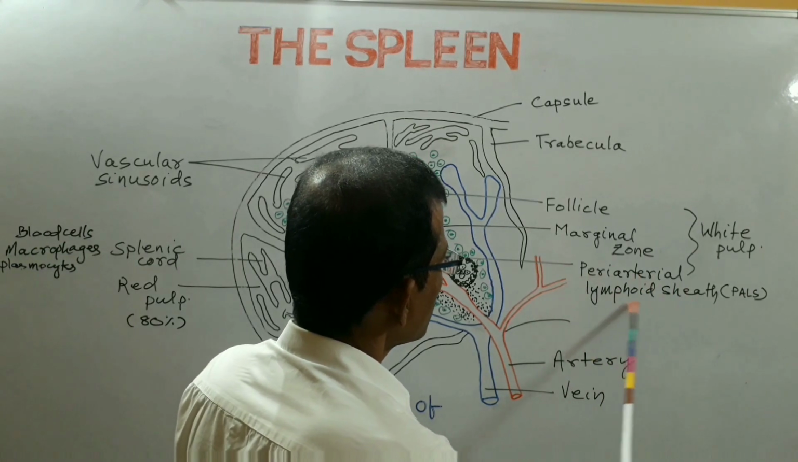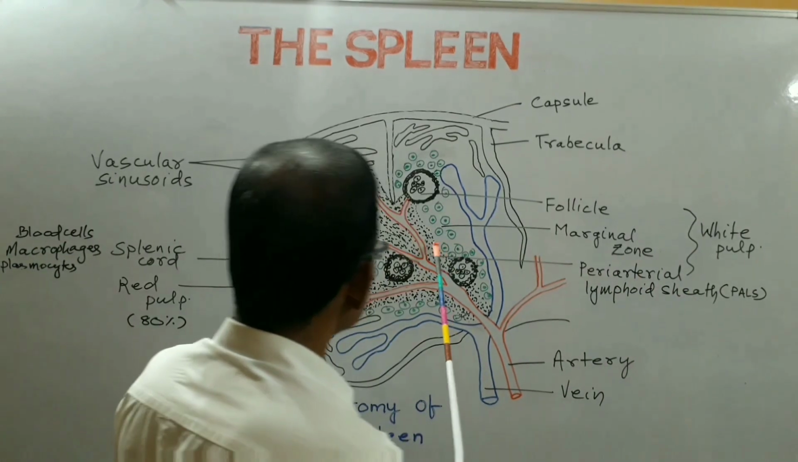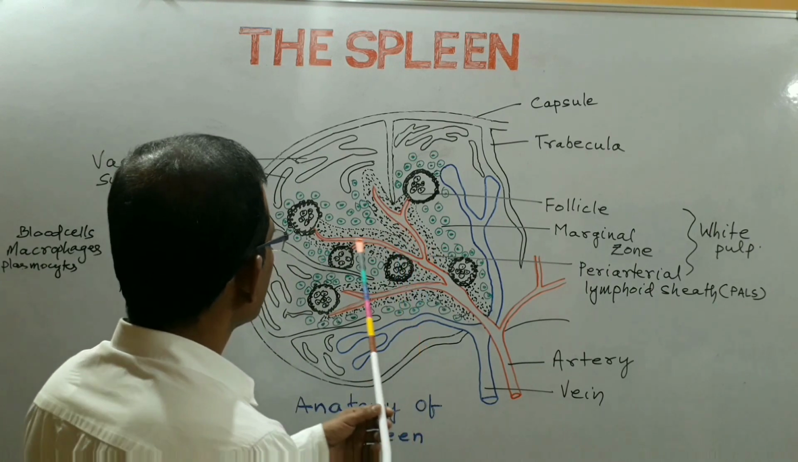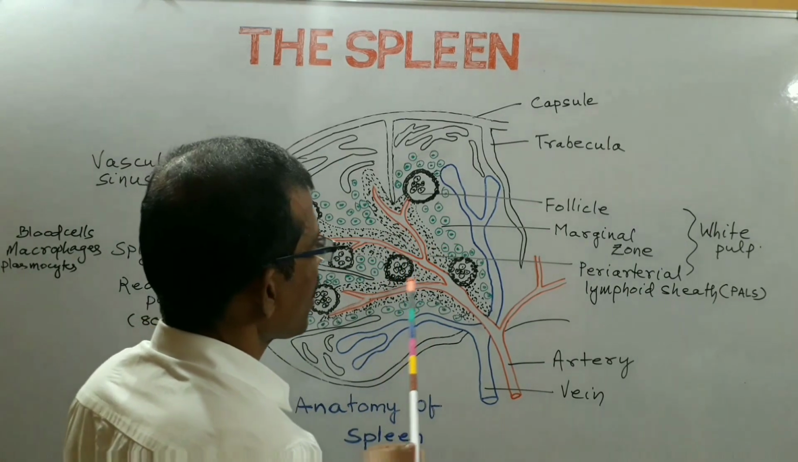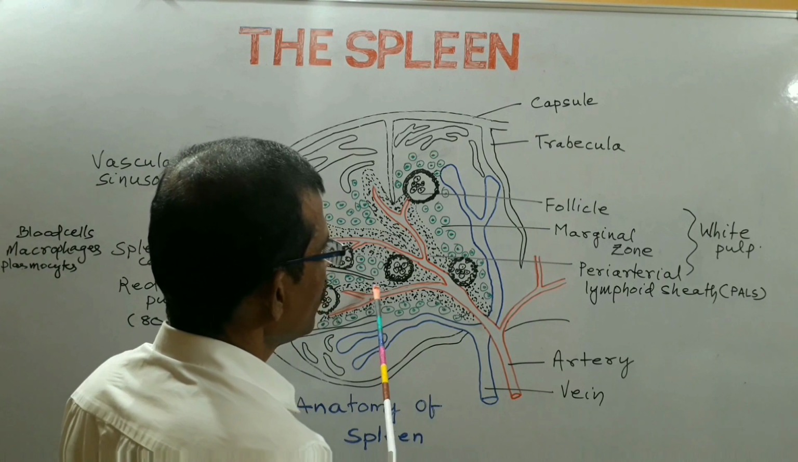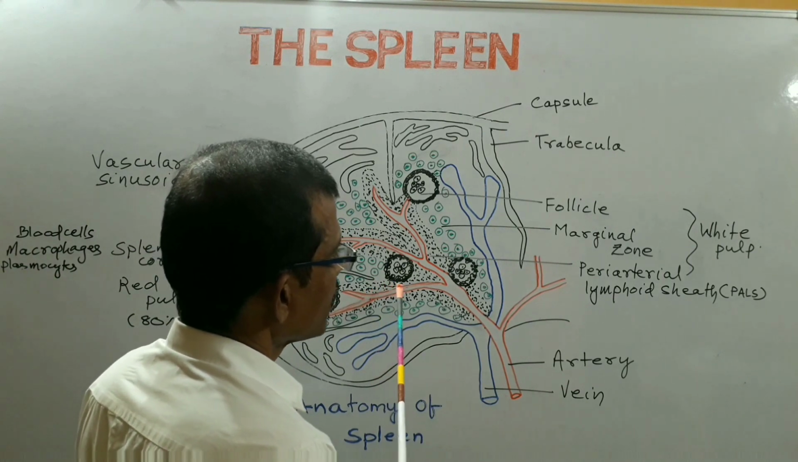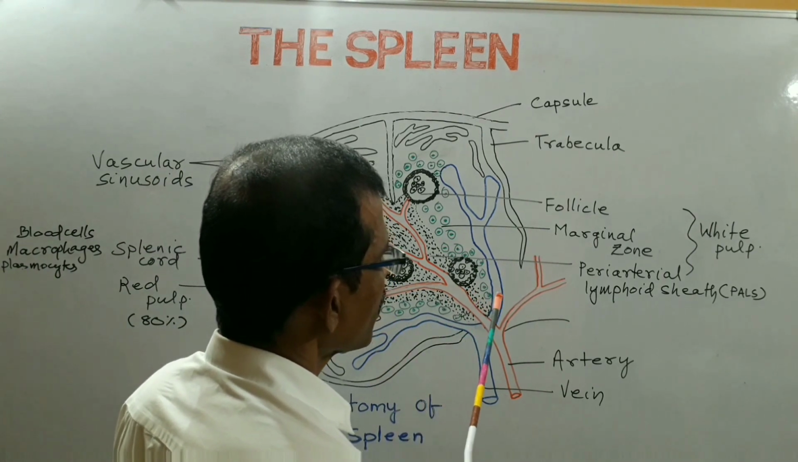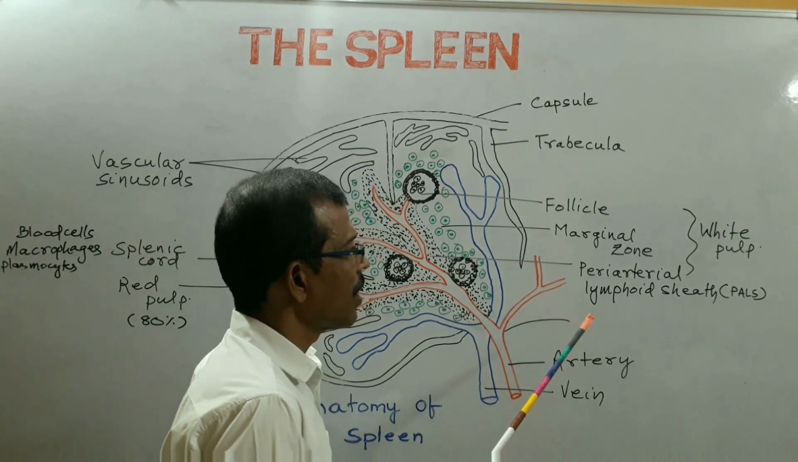The periarterial lymphoid sheath consists of a central artery which is surrounded by a sheath of lymphoid tissue. The lymphoid tissue is distinguished into two layers.